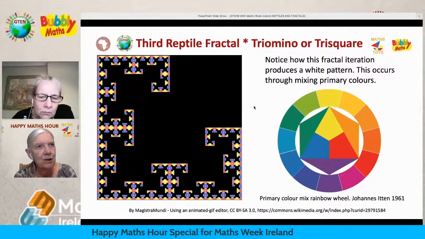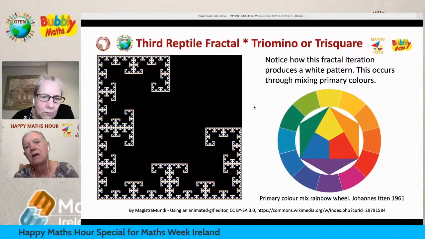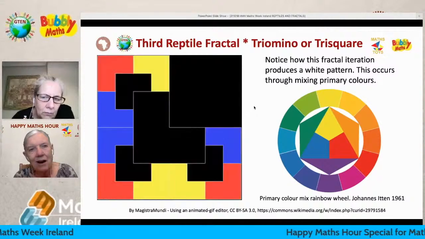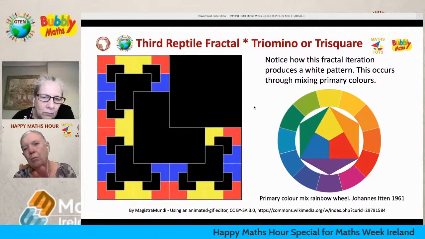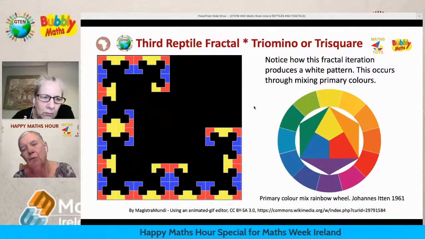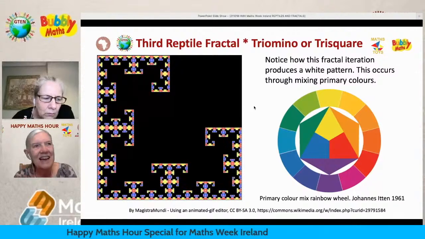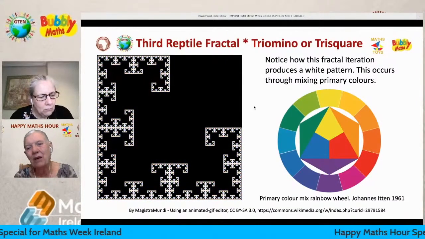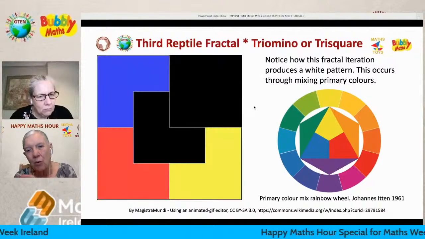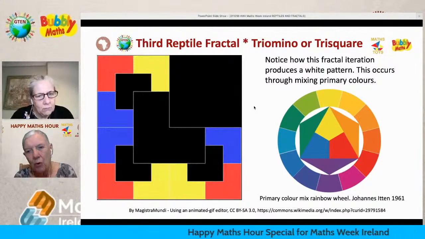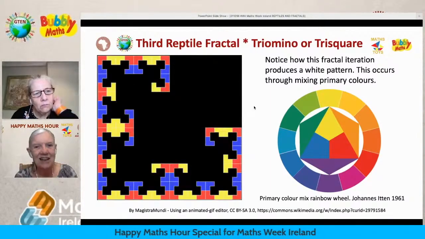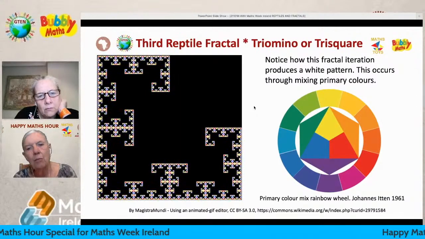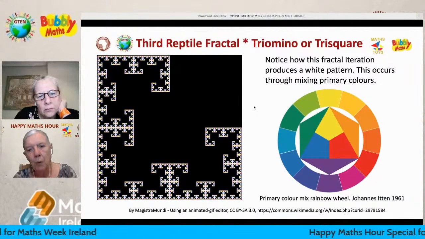Similarly, if you mix blue and yellow, you get green. And if you mix red and blue, you get purple. And as you look round the outer ring there, look at the red now and go round the ring, around it anti-clockwise. You've got red, orange, yellow, green, blue, indigo, and violet. You've got all the colors of the rainbow.